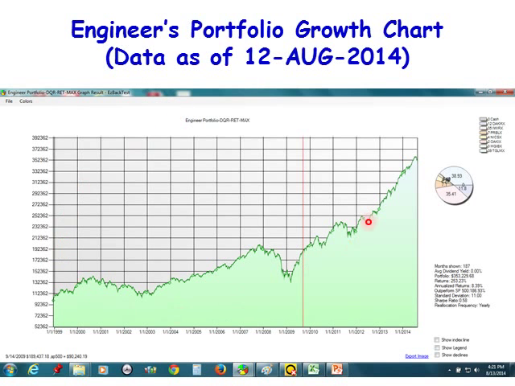Now this is the growth chart of this portfolio, and I got 187 months. It has data as of 12th August 2014, and the returns are 8.39% per year on an annualized basis, the standard deviation is 11%, and the Sharpe ratio was 0.58. The Sharpe ratio assumes a risk-free return of 1%, and the portfolio was reallocated yearly. It has my allocation here. Let's continue.